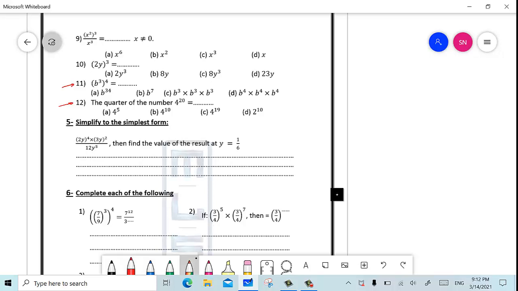Again, I have here b to the power of 3, all to the power of 4. So I have a power and a power. I'm going to multiply them together. So this should give me b to the power of 12.